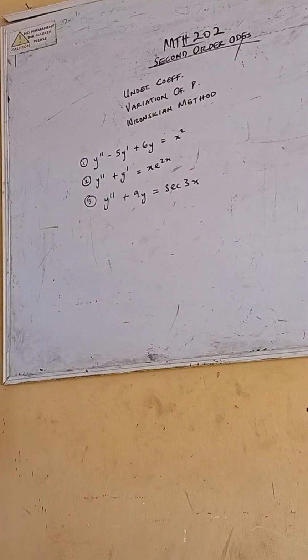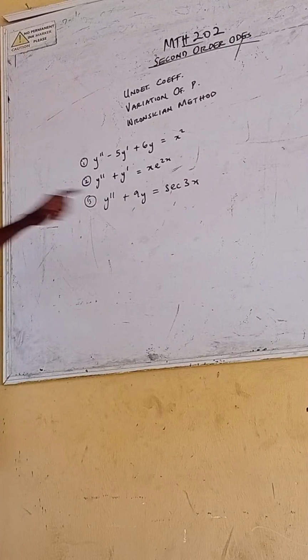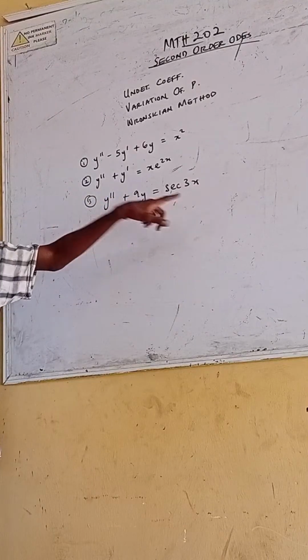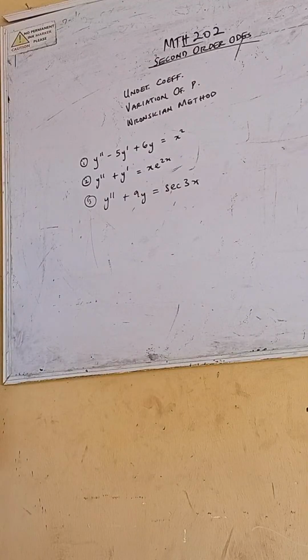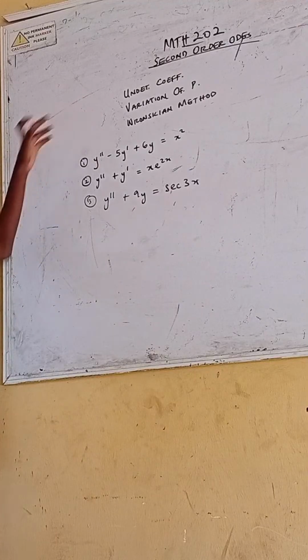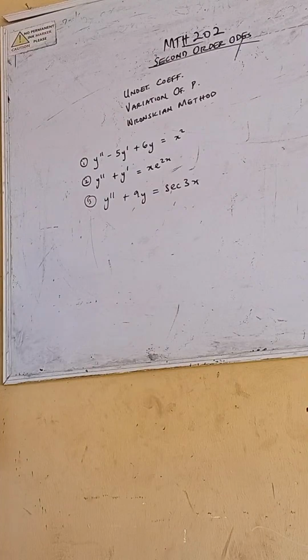You know what we are going to do? We are going to use only these three questions, and solve the three of them using undetermined coefficient. Look, undetermined coefficient cannot work for this. It only works for x, e raised to x, and sin x. It does not work for this. So we are going to solve the three of them using this one. Shall we start? We start.